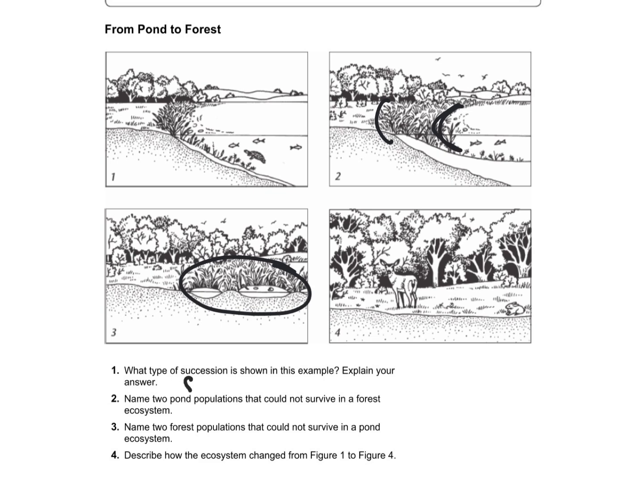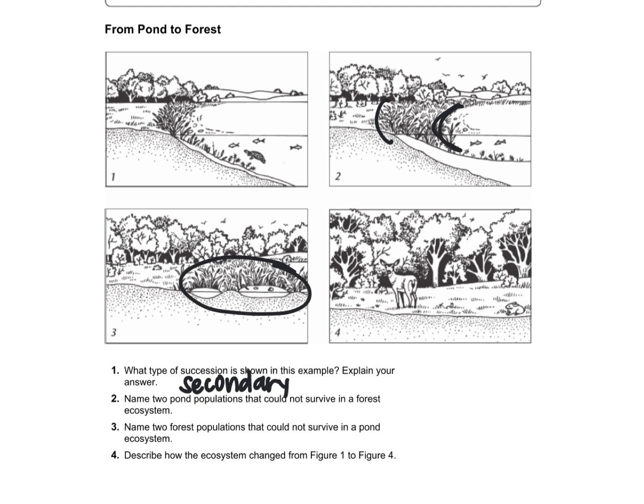It's going to be secondary succession. And the reason is because we had our ecosystem that is already established in the beginning. Remember, secondary succession has an ecosystem in the beginning that is already established. There's already soil there. There are already things growing there. Okay, so because of that, we have secondary succession.